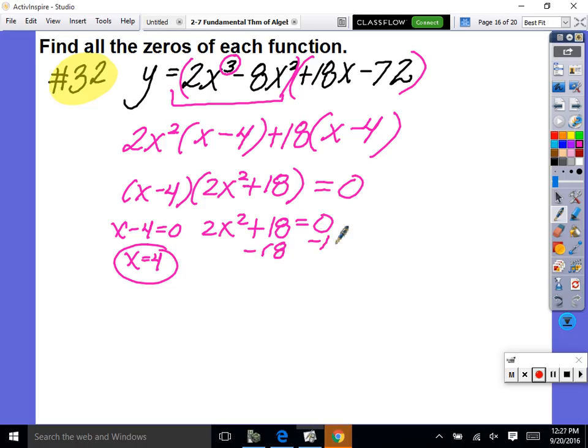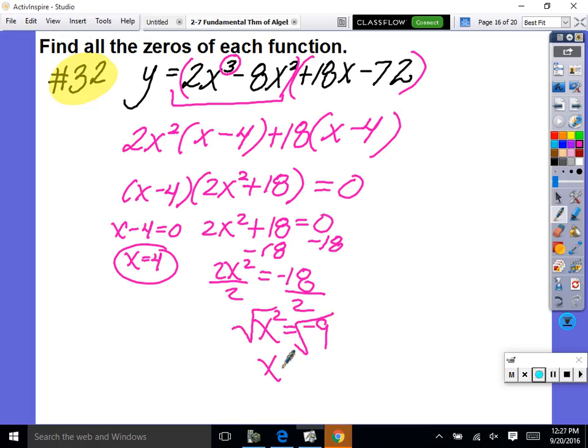Minus 18, minus 18. So 2x squared is equal to negative 18. Divide by 2, divide by 2. X squared is equal to negative 9. Square root it, square root it. So x is equal to plus and minus 3i, correct? We have three solutions, which had better be true according to the fundamental theorem of algebra.